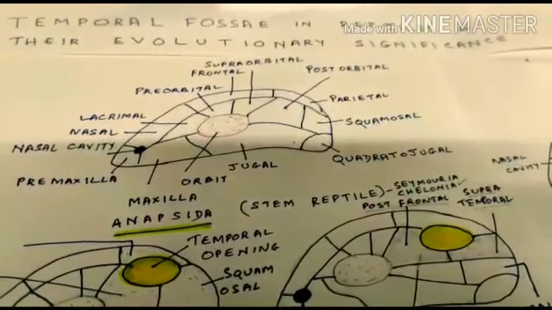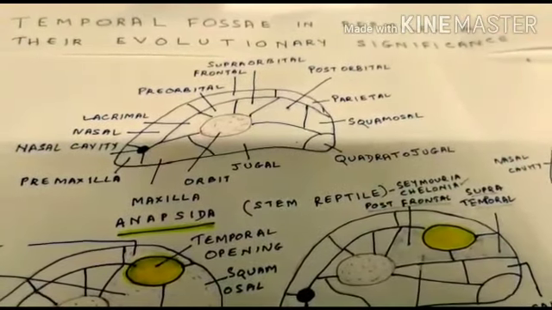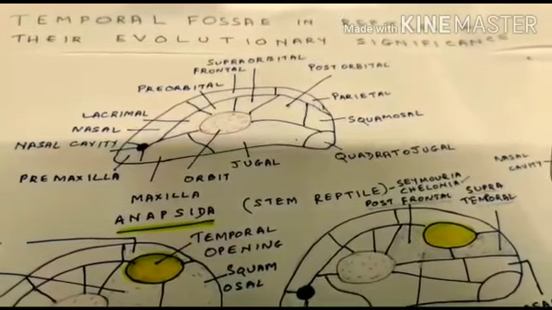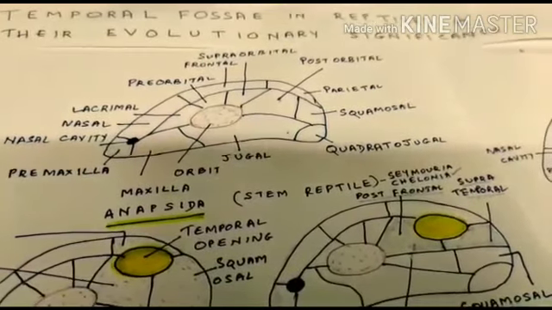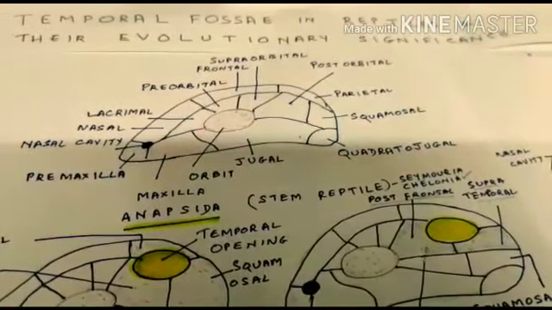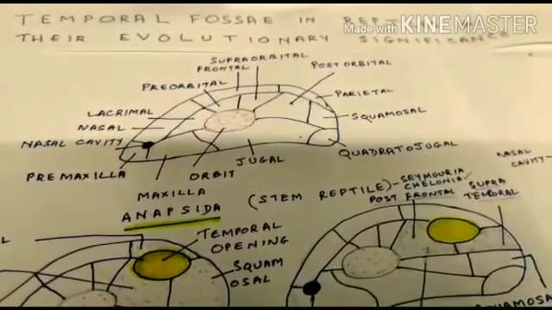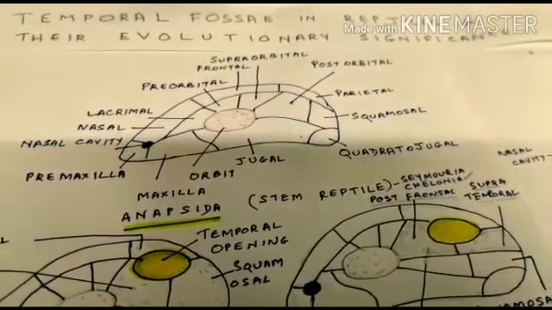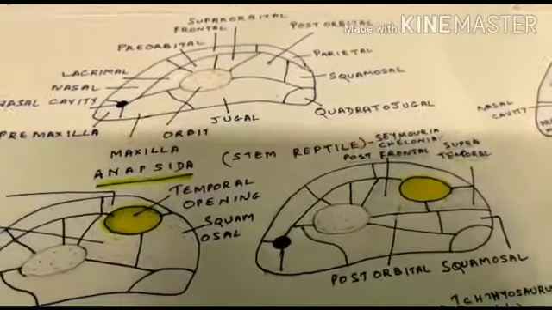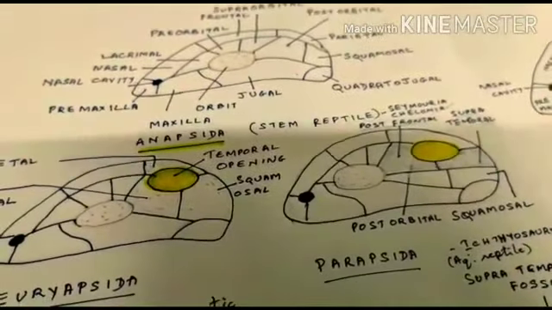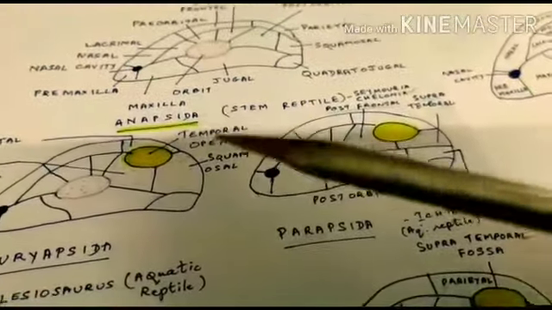In today's class, we will talk about temporal fossae in reptiles and their evolutionary significance. So, in order to study the temporal fossae, we need to study the skull first. So, let me take you through the various types of skulls present in the reptiles. The first is the anapsid skull.